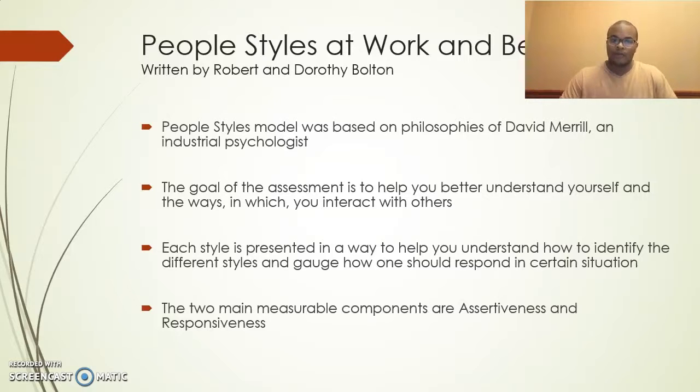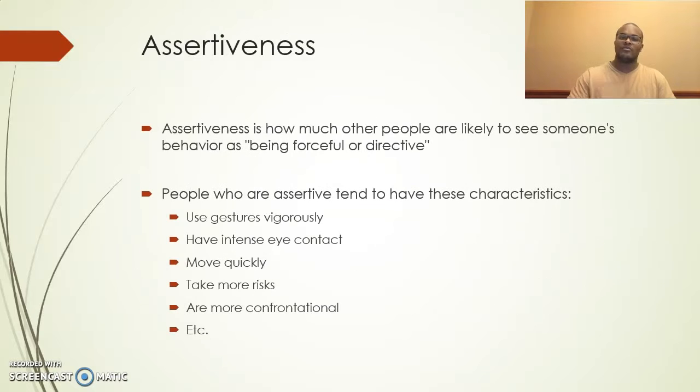And so for that assessment and those different styles, there are 2 main measurable components that go into that, and those 2 are assertiveness and responsiveness. Assertiveness is how much other people are likely to see someone's behavior as being forceful or directive. Often these people use vigorous gestures, have intense eye contact, move quickly, take more risks, they're more confrontational, but they're not limited to just these.